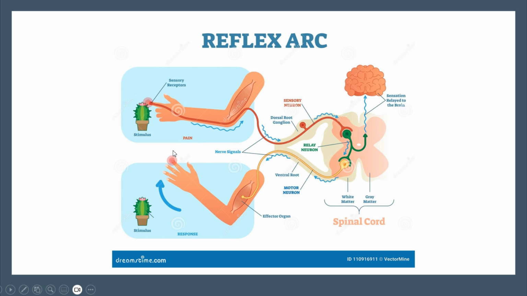So this is a simple reflex arc that you can use here to memorize. So you touch the cactus here, and bang, that comes through the sensory receptor here as pain, through the sensory neuron to the central nervous system there. That relay neuron moves it from the sensory neuron to the motor neuron, and then it goes through the motor neuron into the effector, which is your hand, that moves away from it. You see that? So pretty simple.